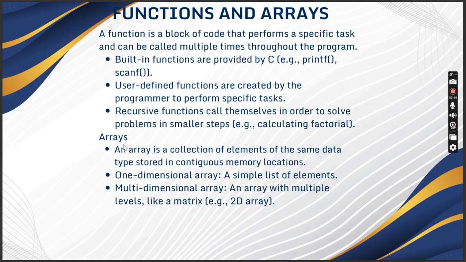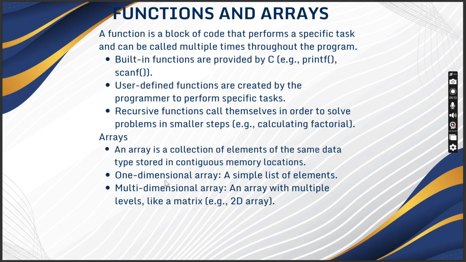Next we go through arrays. What do you mean by an array? An array is a collection of elements of the same data type stored in contiguous memory locations. It is a collection of the same data elements. There are two types of arrays.